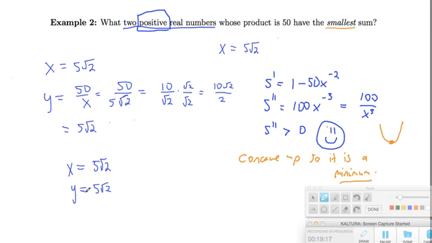So it turns out if you take two numbers in this situation, the way to make it that have the smallest total sum is to have the root.